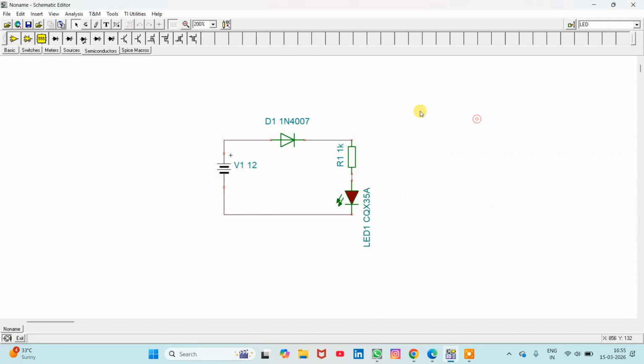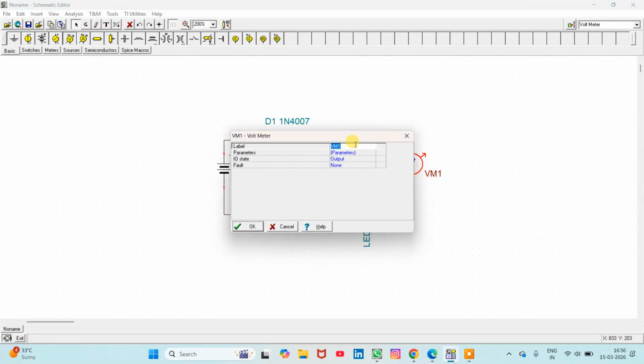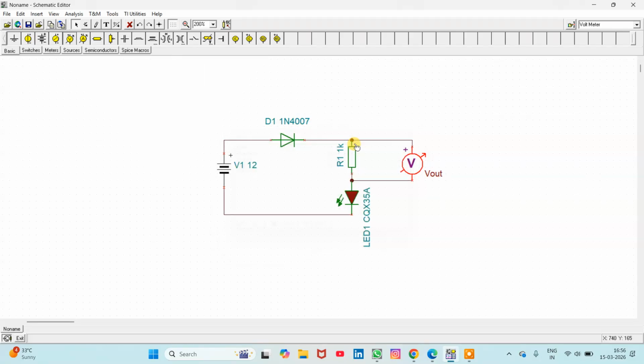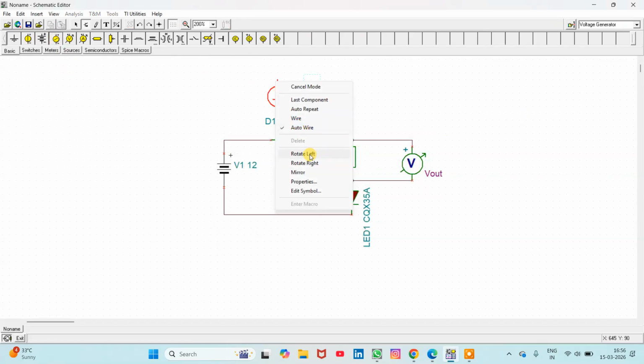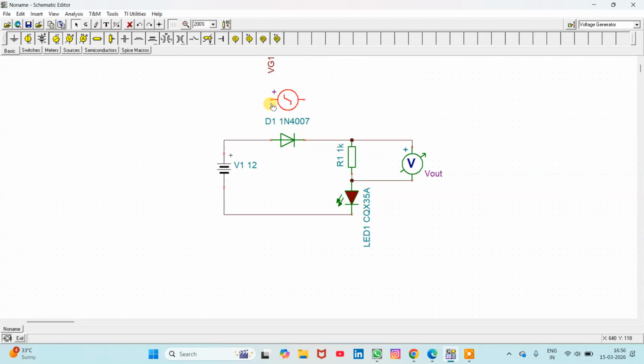That's it. Now I'll connect one voltmeter here, and I'll connect that voltmeter across the resistor RL. So here the resistor RL will give us the output. I'm giving the name V out to the voltmeter. I'm connecting another voltmeter to take the voltage across the diode. Here you can see I have connected one voltmeter.